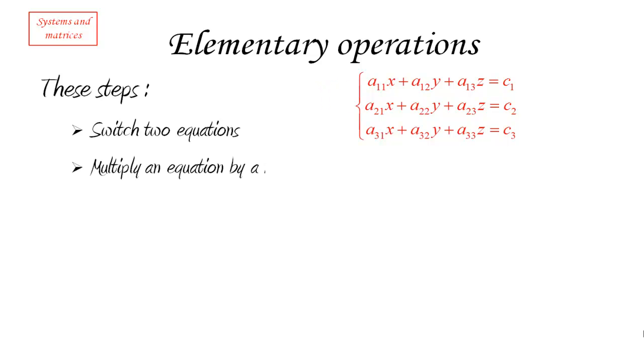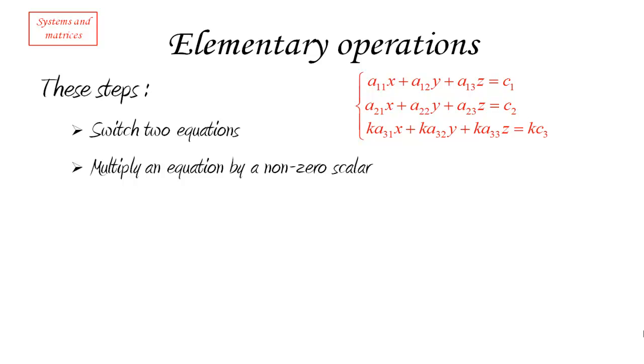The other one is, we can multiply an equation by a non-zero scalar. For instance, I can take that third equation and multiply everything by some number k. As long as the number k is not zero, what I end up with is an equation which is exactly the same as the one before, only with bigger or smaller coefficients depending on what k is.